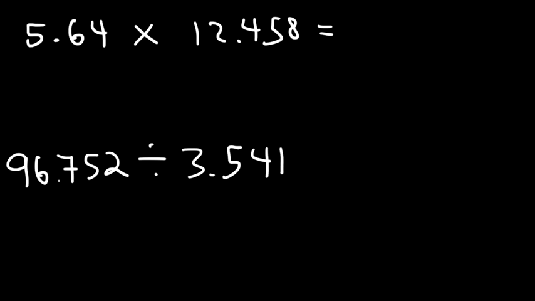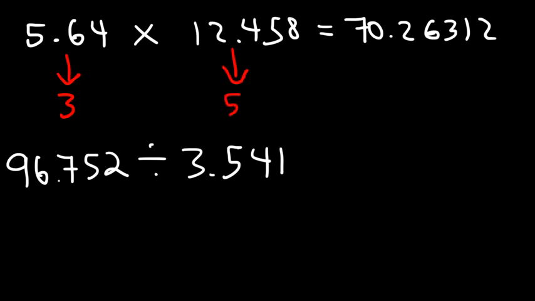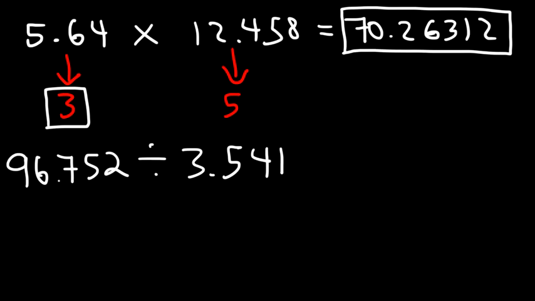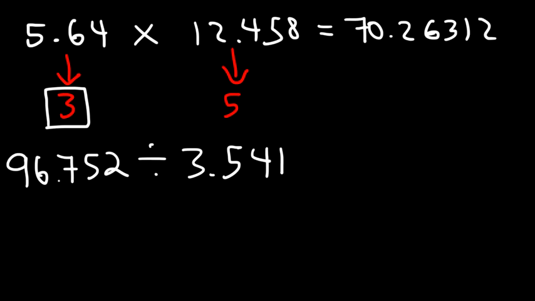First, let's type this in the calculator. So 5.64 times 12.458. The calculator gives us 70.26312. Now the first number has 3 significant figures, and the second number has 5 significant figures. So we have to round our answer to the least number of significant figures. That's 3. So how can we round 70.26312 to 3 significant figures?